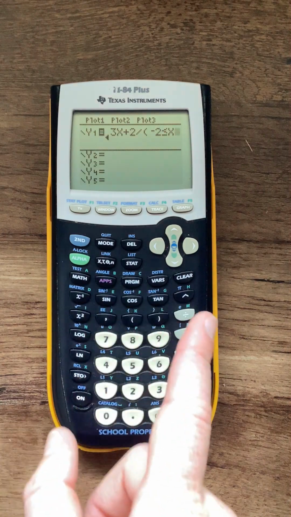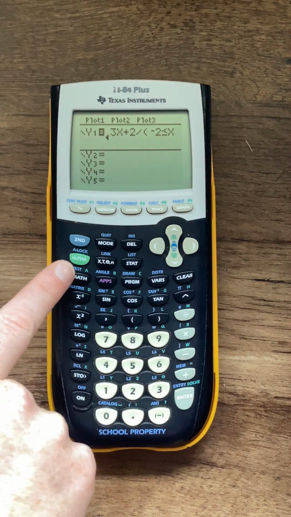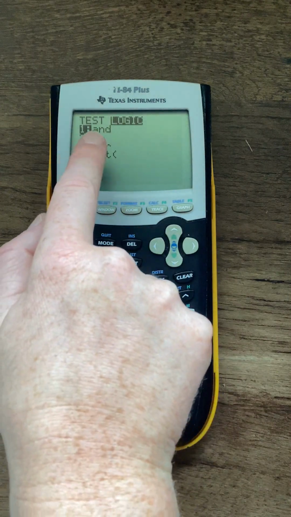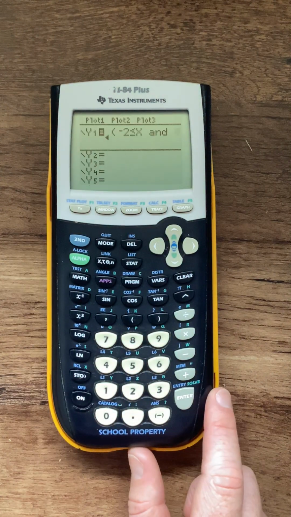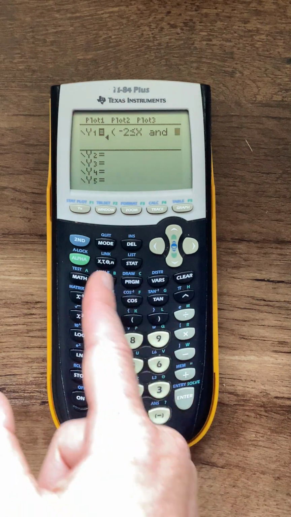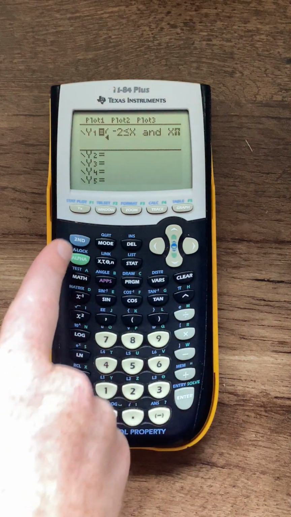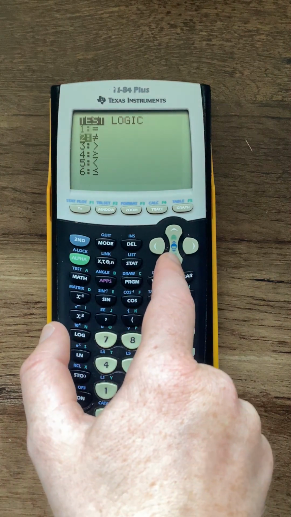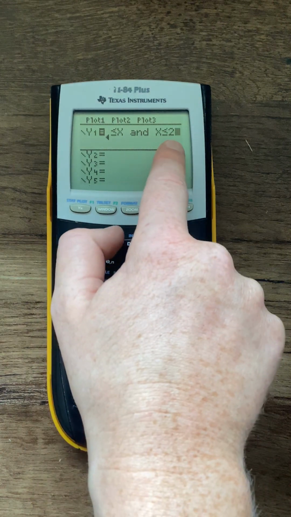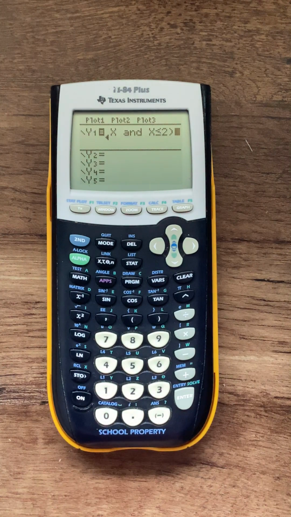So it's -2 is less than or equal to x, so you hit x. Now we need to put in the and. The and is a logic symbol, and we find it by going to second, math, and then we go to the right, use the little arrow key here to go to logic, and you'll see here the first thing is and. So you hit enter, and then we type in our second rule. So this is x is less than or equal to 2. So we do x, and then we want to do the less than or equal to symbol. So remember we do second math, and that takes us to the list. Less than or equal to 2. And then make sure over here, after you have all of your rules listed out, you close your parentheses.